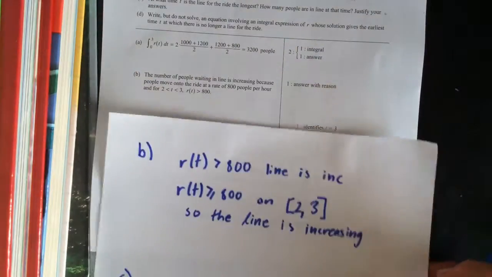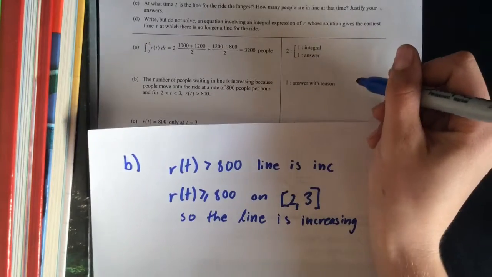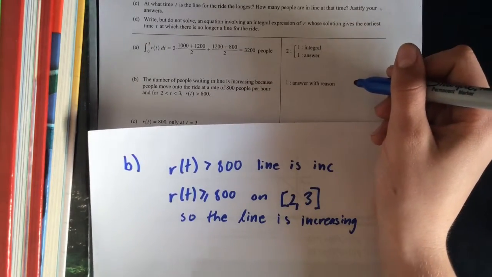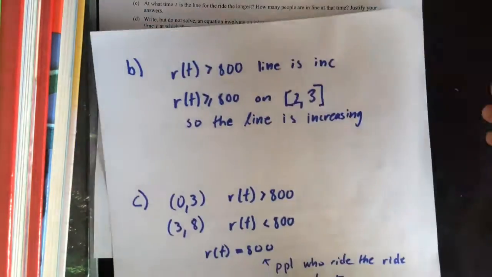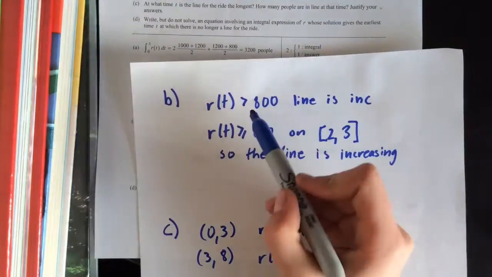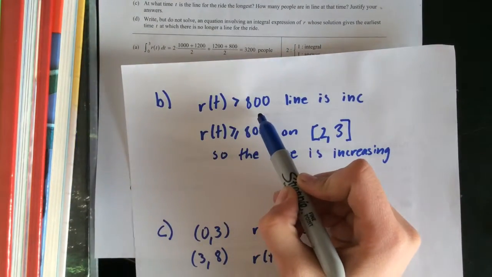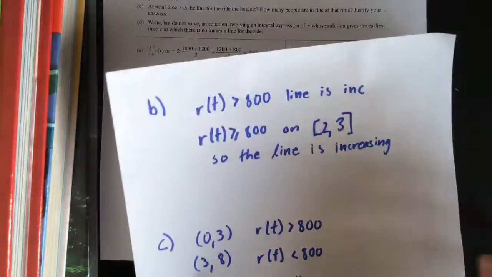Here's the work for part B. For part B, there's only 1 point possible, and that's the answer with the reason. We have that r of t is greater than 800, therefore the line is increasing.